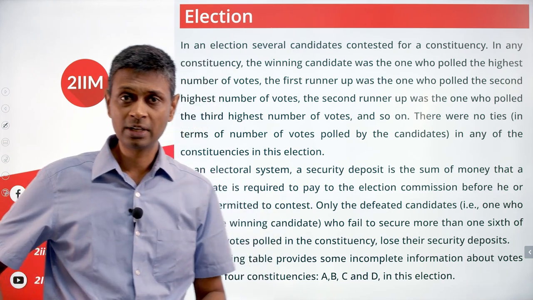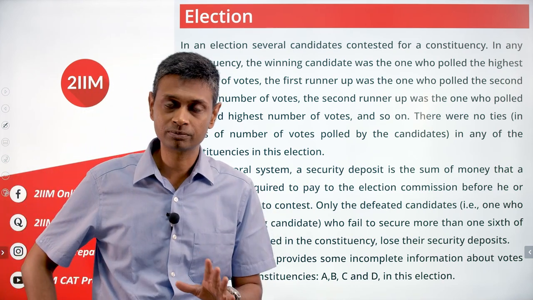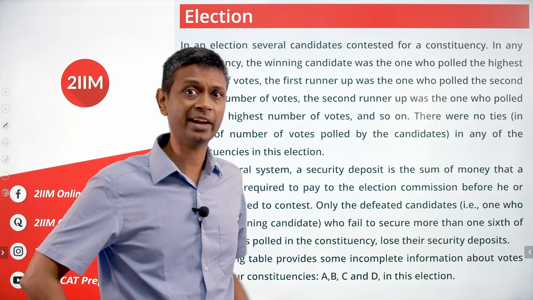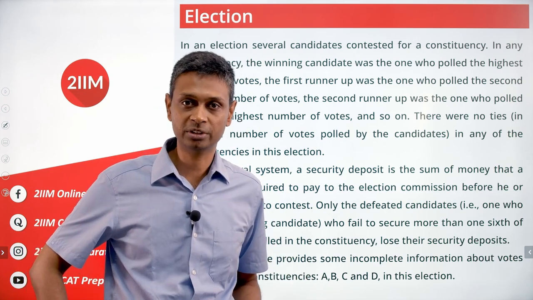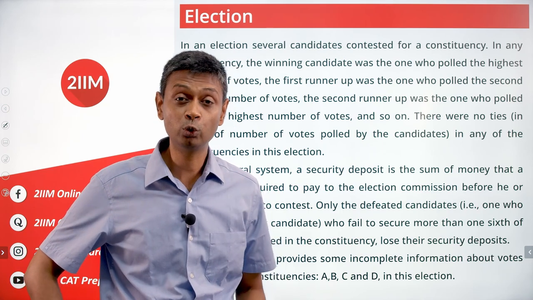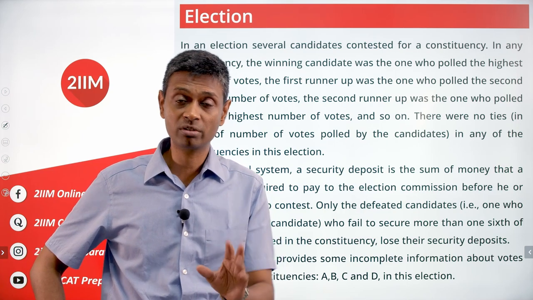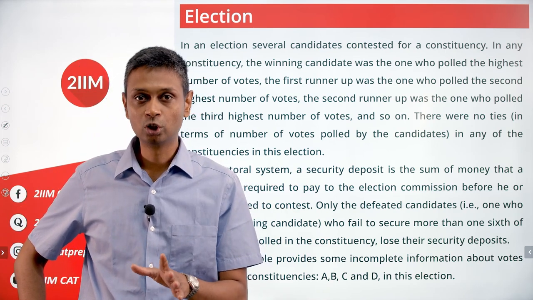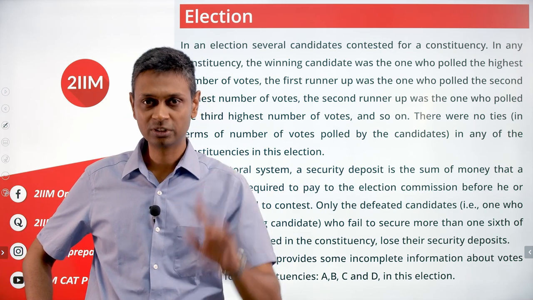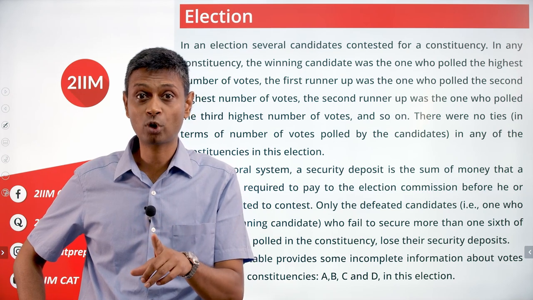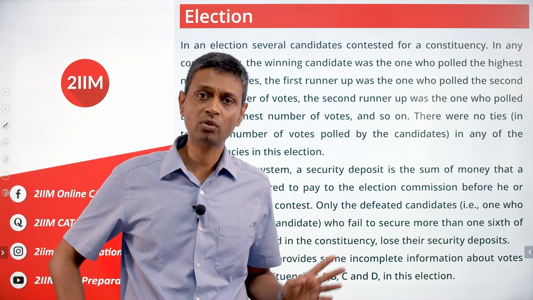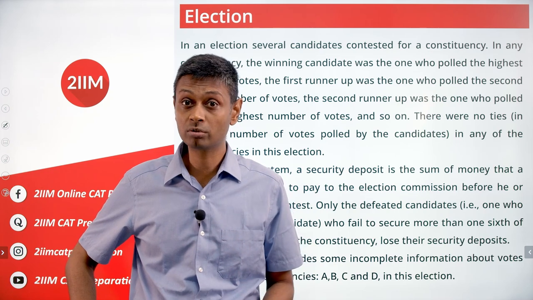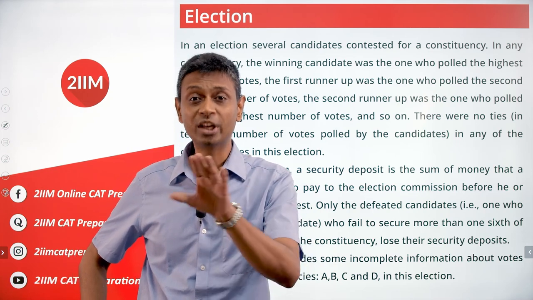So you must lose and you must have failed to secure 1/6. If you got less than 1/6, but you have won, then you get your deposit. That means if there are, say, 40 candidates and the maximum anyone polled is only 15% or 12%, and that person won, then even if you have polled less than 1/6, if you have won the election, you are the best candidate. So obviously you can't forfeit your security deposit if you have won. The security is lost only if you are defeated. If you're defeated and you've got 1/6 or less, then you forfeit your deposit. If you've got more than 1/6, even if you've lost, the people seem to like you. That means you've got something going for you. You don't lose your security deposit.